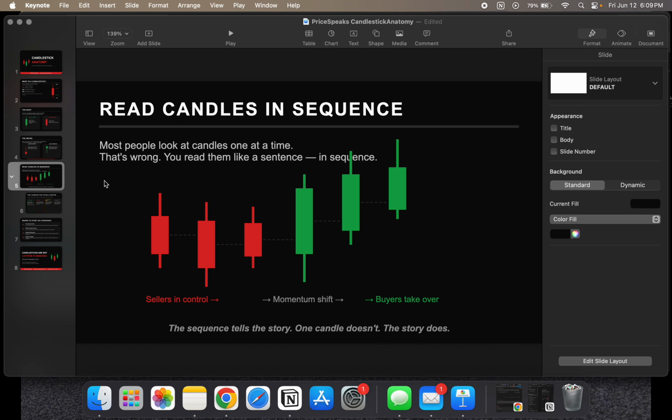So understand from that, when you look at a candle, you're not just looking at a shape, you're reading a complete story of what happened during that time period. Where did it start? Where did they try to go? Where did it get rejected? And where did it end up? Now, here's what most people get wrong.